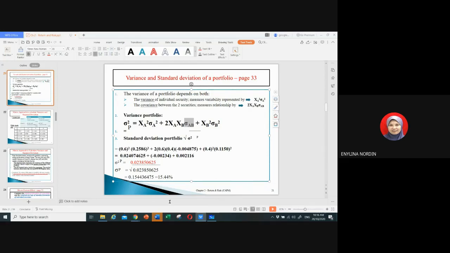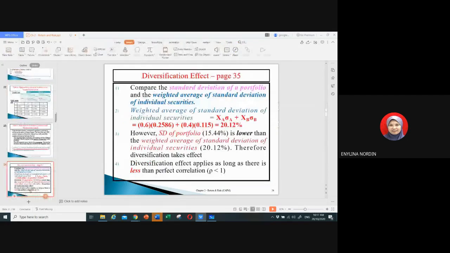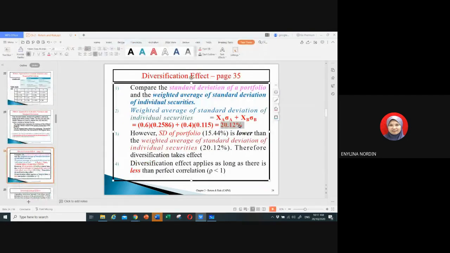Maknanya dia apa? Dia cover loss of one stock, it's covered by the profits from another stock. Jadi dia akan mengurangkan risk of bankruptcy of the investors ataupun risk of huge loss tu tadi kan akan dikurangkan. Jadi kalau you guna formula ni tadi salah lah sebab kita tak consider diversification effects. Okay? Right.